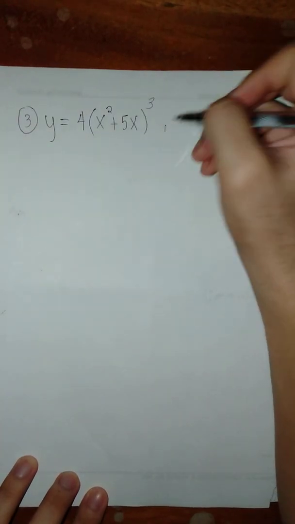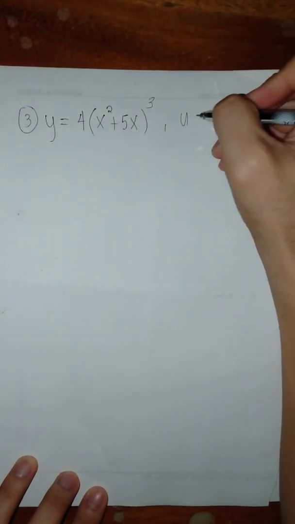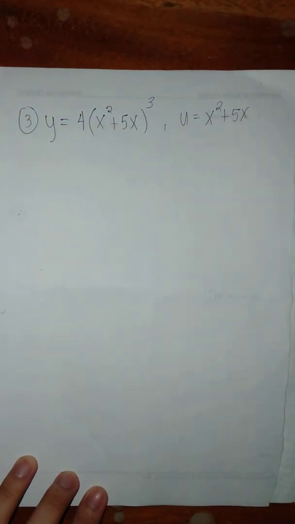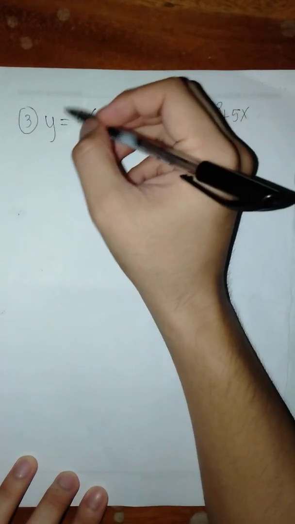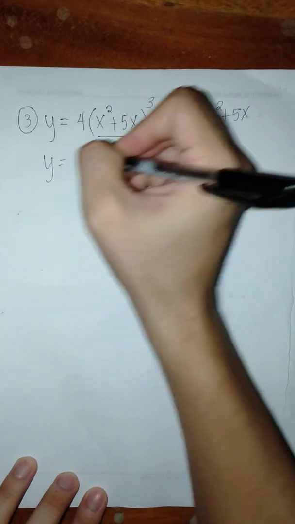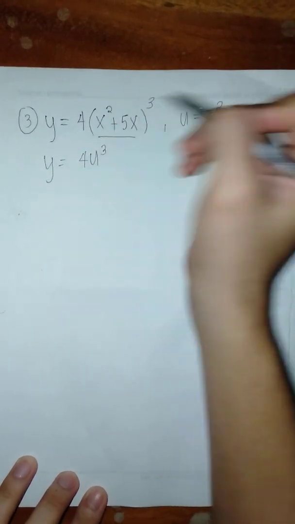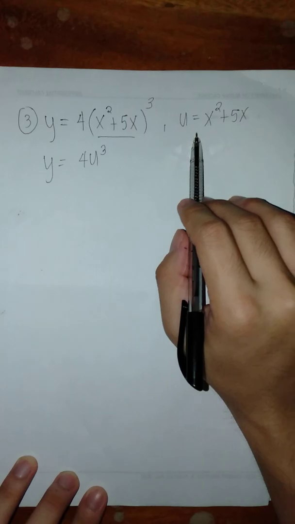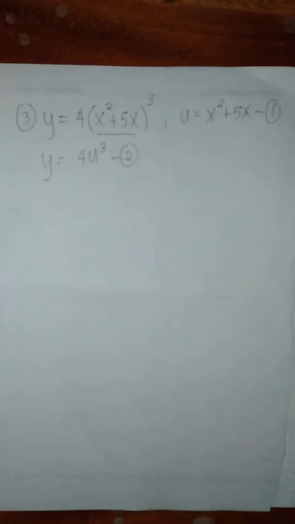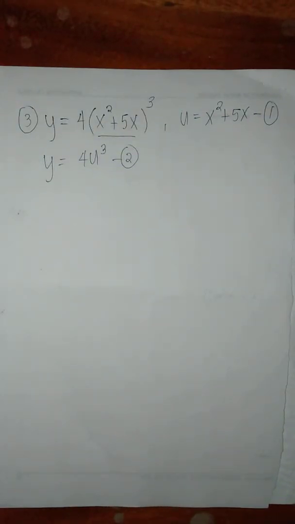Ang ginawa natin, itong nasa loob, we let u is equals to x squared plus 5x. Tama? Then rewrite natin to by replacing this function yung nasa loob ng u. So, magiging y is equals to 4u cubed. Tama. So, ba naging u? Yung u na yun, ito yun. So, we replace x squared plus 5x ng u. So, ito yung first function and this is your second function. So, sabi ko nga, it proves na this is a composite function, which is a function within or inside another function.